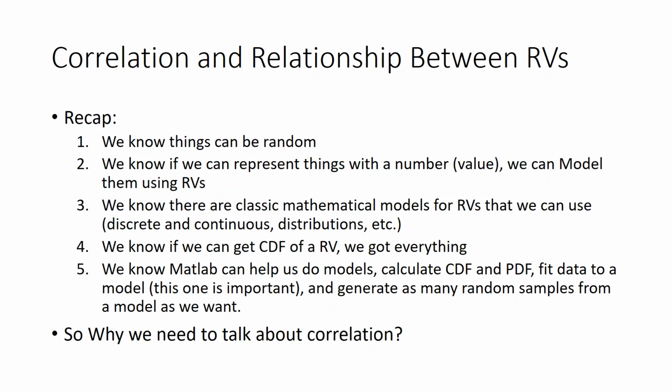What have we learned so far? First of all, we played some math games about randomness and chance. We know things can be random. Then we know if we can represent things with some numerical value, then we can model them with some mathematical models. We specifically call those things random variables. We talked about how to represent them, like their mean, standard deviation, moment stuff, and then if you have data, how to calculate those. And then next step, we introduced some classic mathematical models people use to represent random variables. Those are the tools you can use, right?